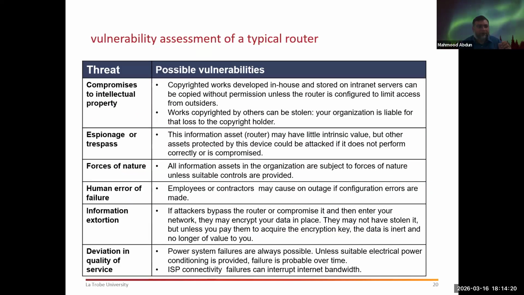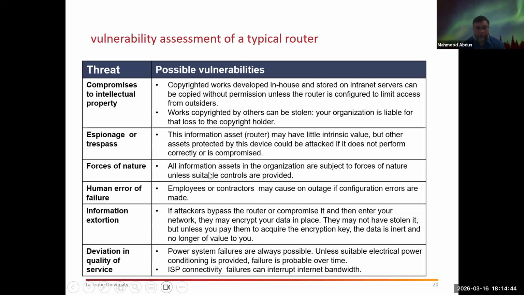So here's an example of a vulnerability assessment of a typical router, for example. So what are the threats to a router? Compromises to intellectual property. How? Copyrighted works developed in-house and stored on internet servers can be copied without permission unless the router is configured to limit access from outside. So basically, it's talking about access control.